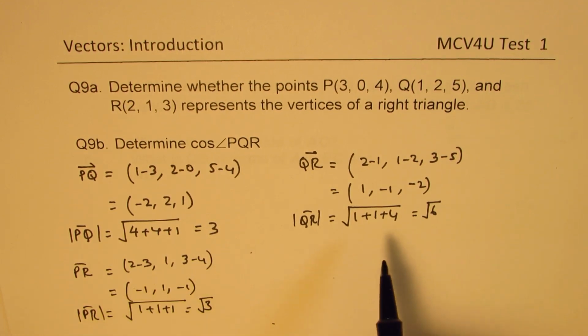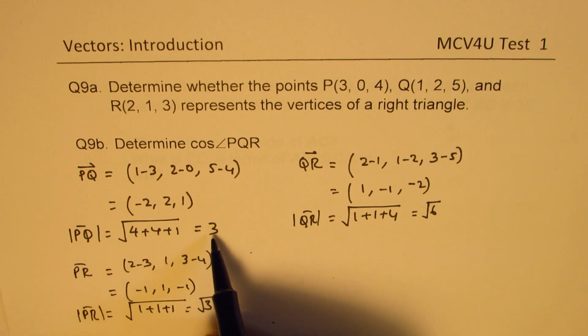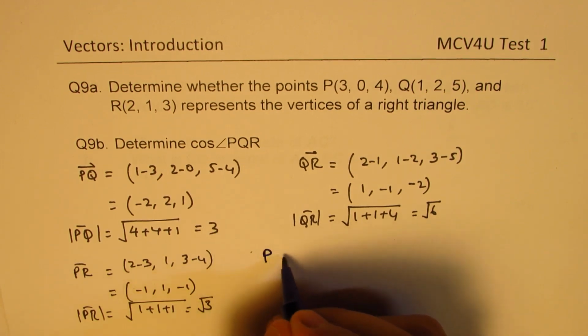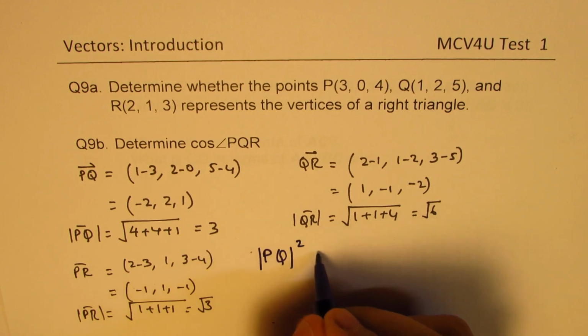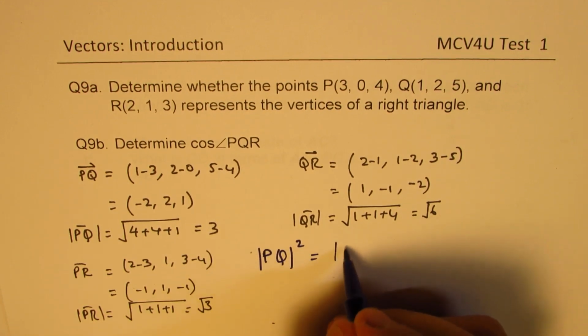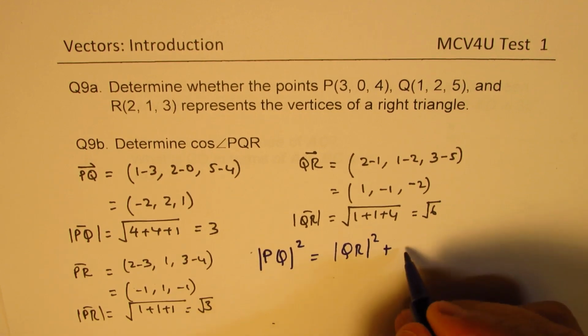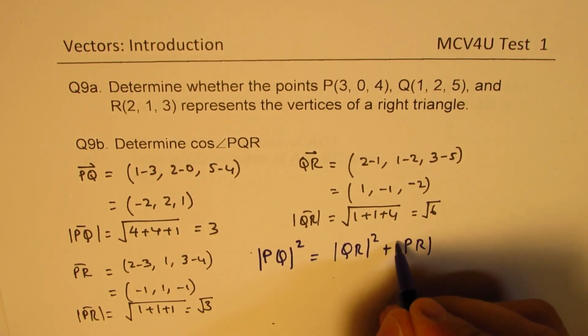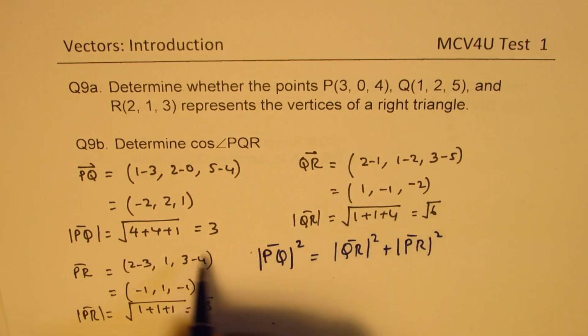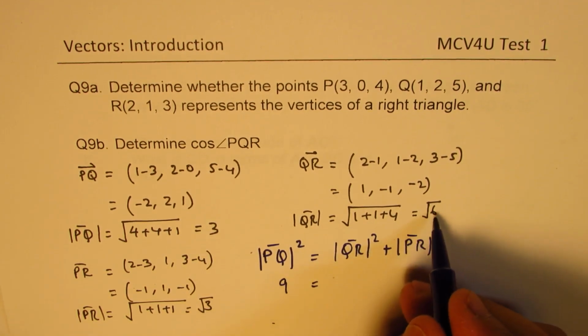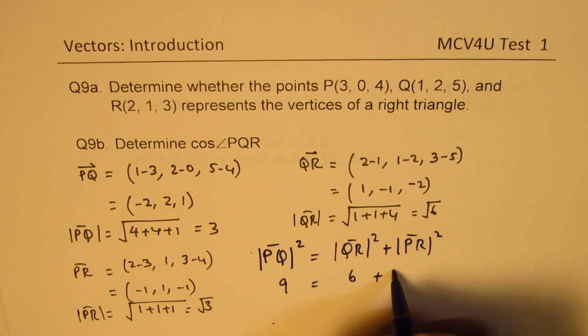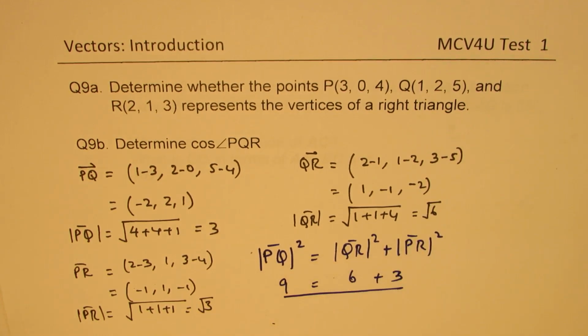Now from here, we see that PQ square is equal to these two squares, right? 6 plus 3 is 9, so this is square root 9. So PQ square is equal to QR square plus PR square. This is 9, and QR is 6, and this is 3. Good. So that means we're talking about a right triangle where PQ is the hypotenuse, right?